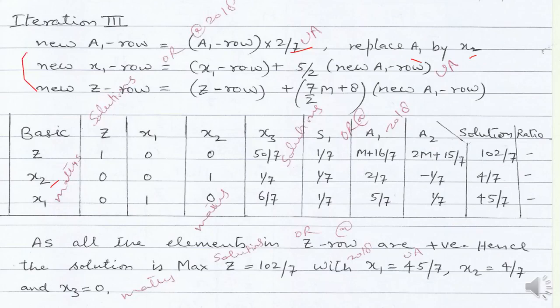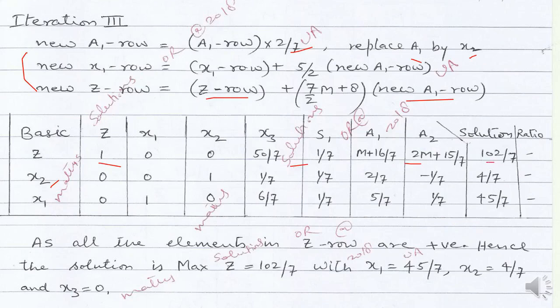New x1 row is x1 row plus 5 by 2 into new a1 row, and new z row is z row plus 7 by 2 m plus 8 into new a1 row. We apply this on each element and we get this table. Here we see in the z row all elements are positive, no element is negative. It means we have reached our optimal solution, and the optimal solution gives us values.